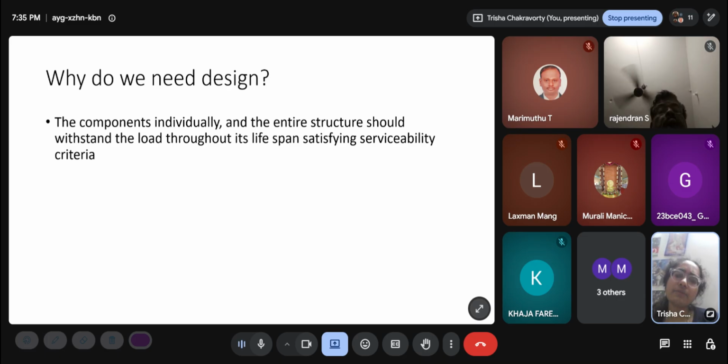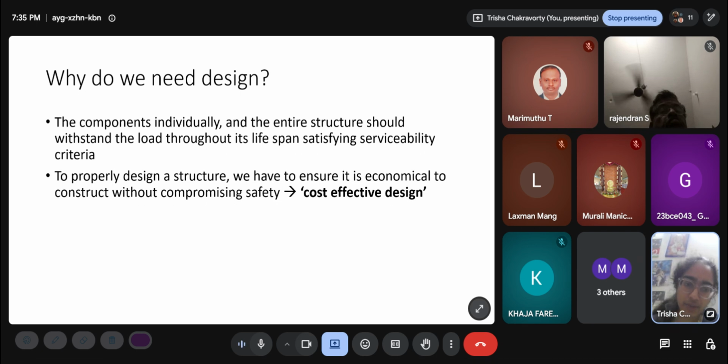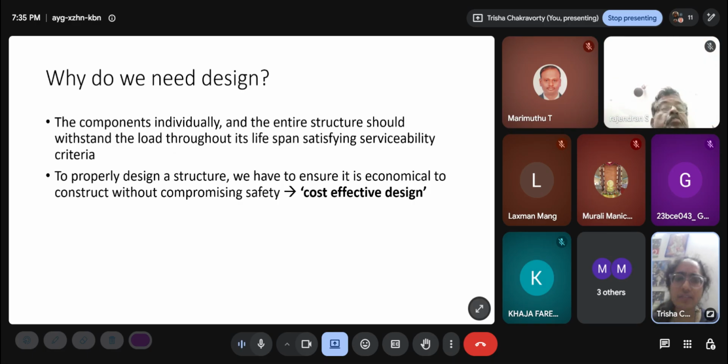I have to design the entire structure in such a way that all the components individually and the entire structure, none of them collapses, and they also satisfy all the serviceability criteria, and all of this throughout its lifespan. And to properly design a structure, we have to ensure it is economical to construct without compromising safety. So we need to go for cost-effective design. The cost is another aspect. Suppose I want a structure to be very safe. I'm a very safe player, so I over-reinforce the concrete. I increase the dimensions. I make it very stiff, very strong. But then the material cost and the construction cost is going to shoot up, and then it won't be viable to construct at all.